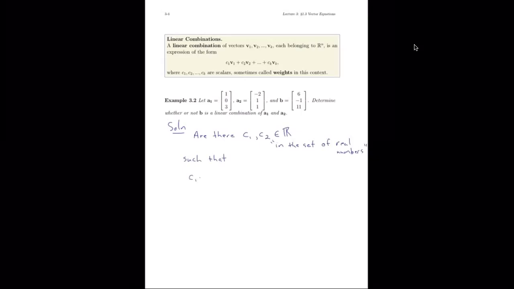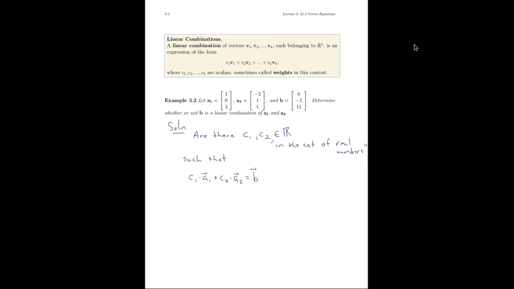C1 times the vector A1 plus C2, so in other words, is there a linear combination of A1 and A2 that's equal to the vector B? And asking if there's a linear combination of A1 and A2 that equals B is the same as saying, are there scalars C1 and C2 that make this equation true? That's how we'll interpret that, because that, after all, is what a linear combination is.